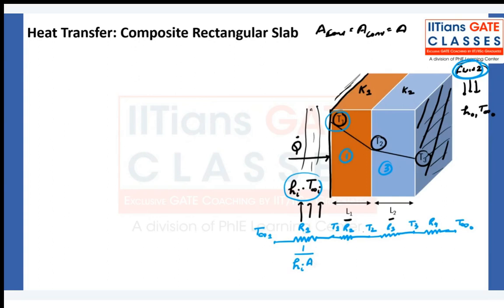And between T1 and T2, there is a conduction resistance. Can you tell me what is the conduction resistance very quickly? Between T1 and T2, what is the resistance? Yes, right. L1 upon K1, and area is same. Area will remain same.